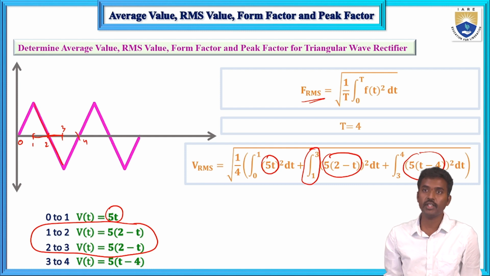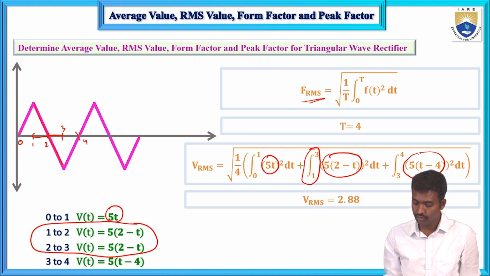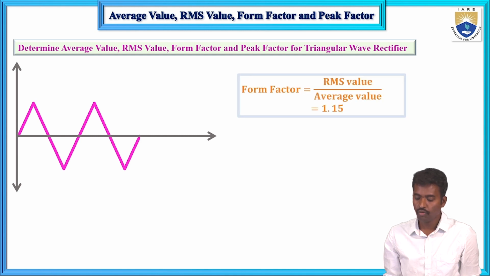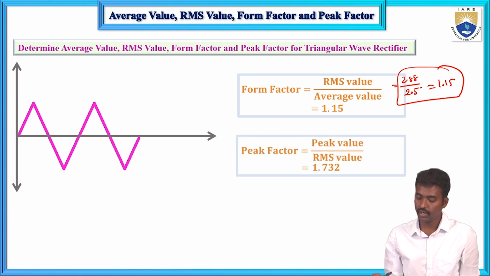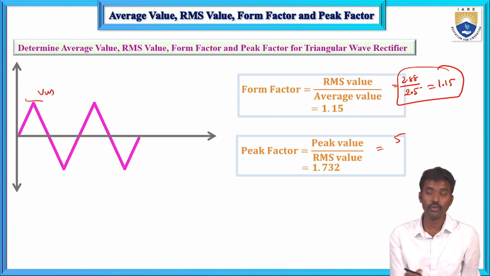Now if you simplify this, that value equals 2.88. Now our RMS value, 2.88, divided by the average value, 2.5, equals 1.15. This is the form factor, meaning the ratio of RMS value to the average value. Now the peak factor equals 5. This peak value is the maximum value of the alternating quantity, which is 5 here.